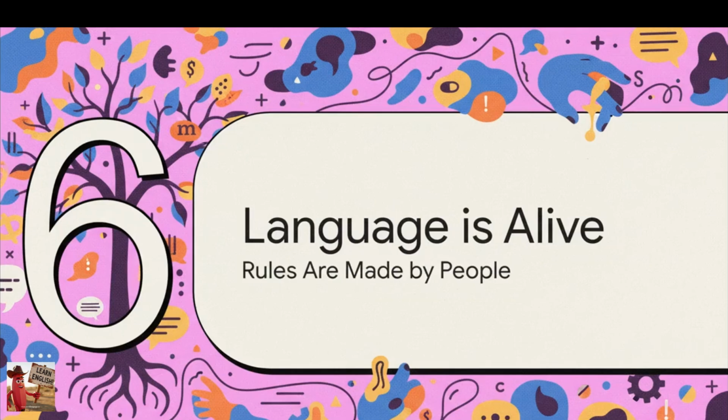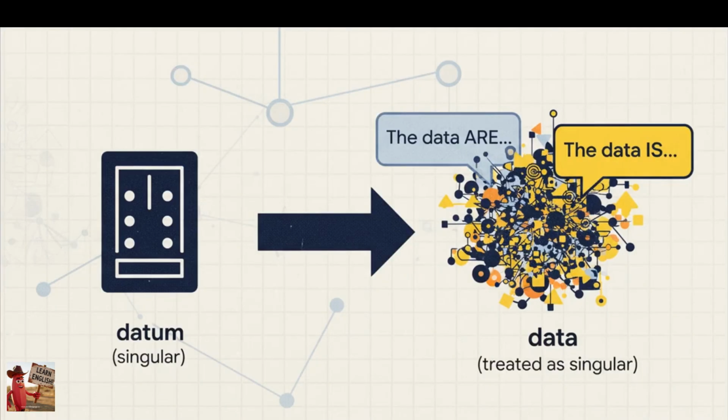So, what's the big takeaway from all this? It's that language isn't some dusty old rule book. It's a living thing. It's constantly being shaped and changed by us, the people who actually speak it every single day. I mean, just look at the word data.